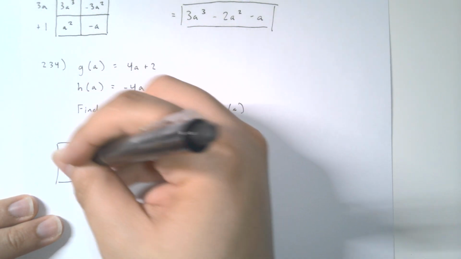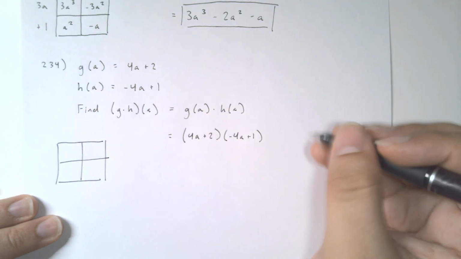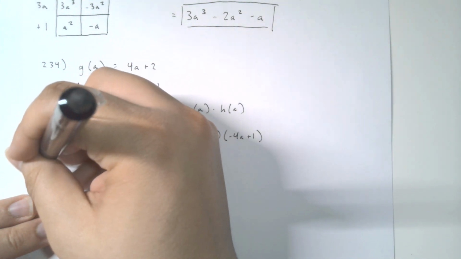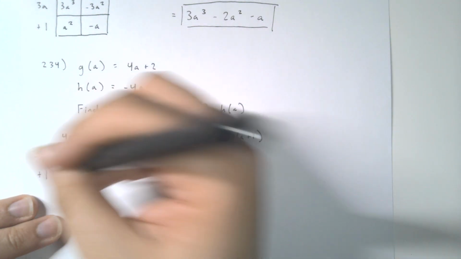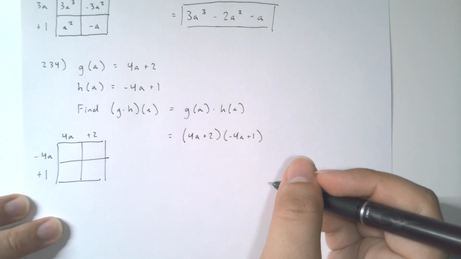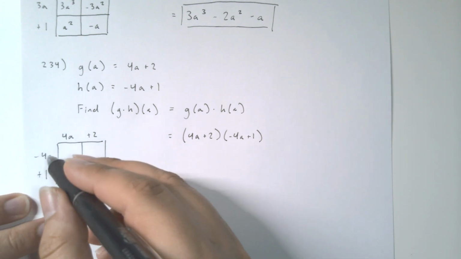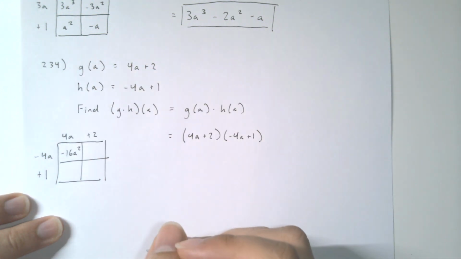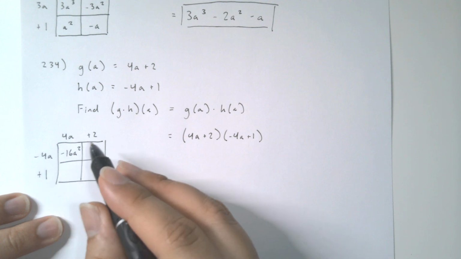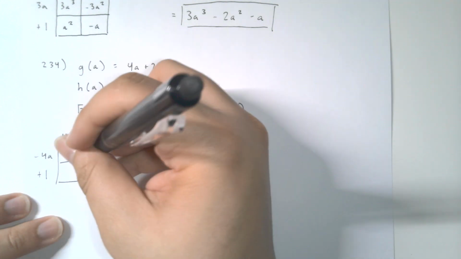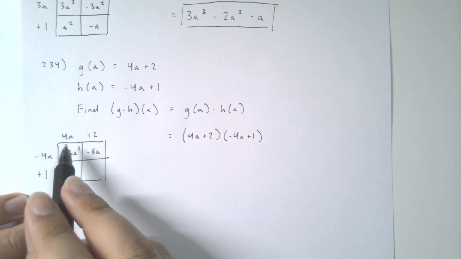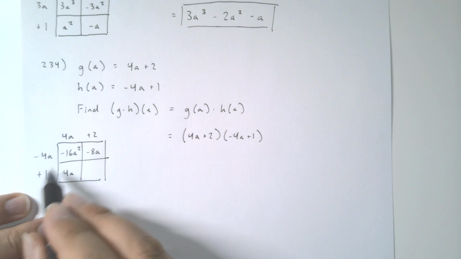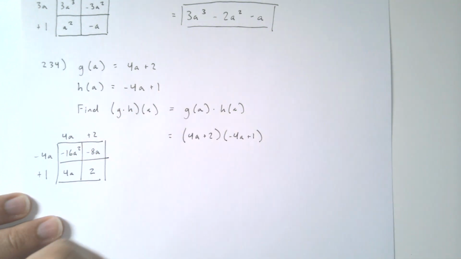We can make a box, multiply those out. We have 4a plus 2 and negative 4a plus 1. Multiplying that out, we have negative 4a times 4a, which is negative 16a squared. We have negative 4a times 2, which is negative 8a. 4a times 1, which is 4a. And 1 times 2, which is 2.